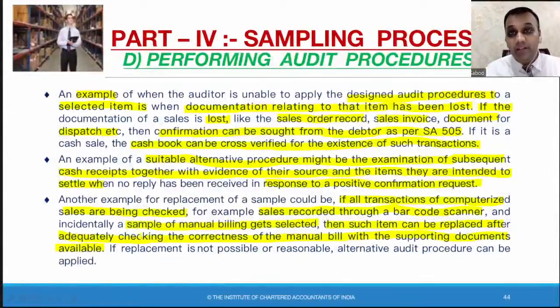How do we check it? We check the manual bill with all the supporting documents. We'll ask for all the supporting documents. And if they cannot provide us with all the supporting documents, we will resort to additional or alternative audit procedures. So this is the kind of audit procedures we have to perform with the samples.